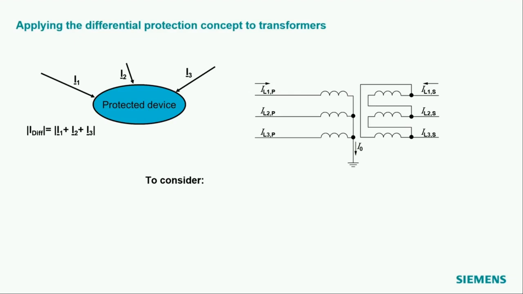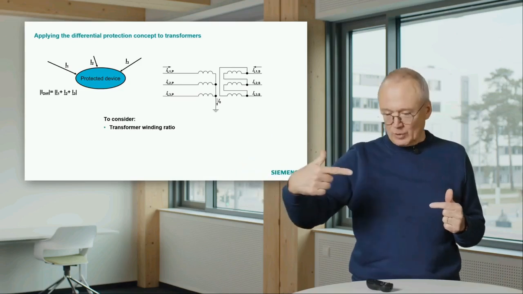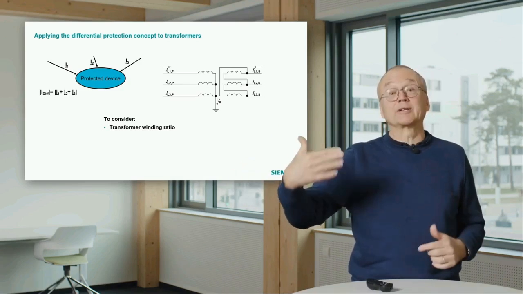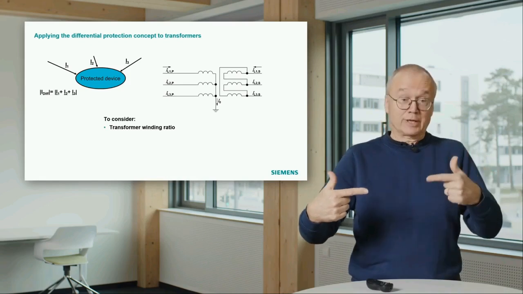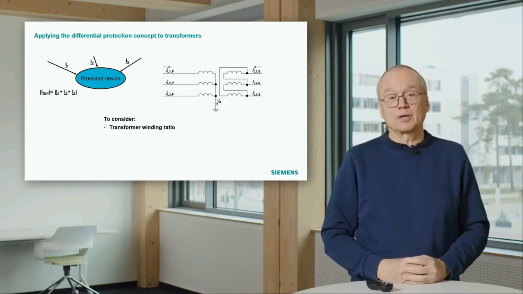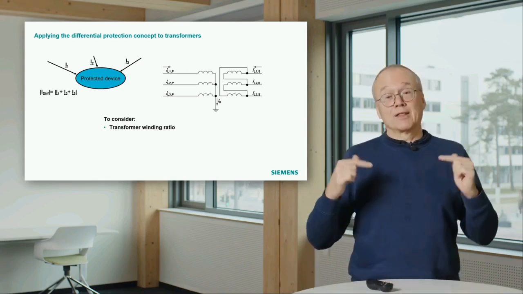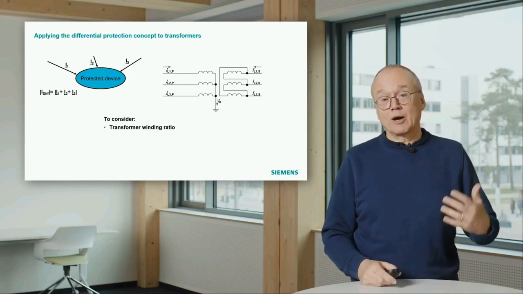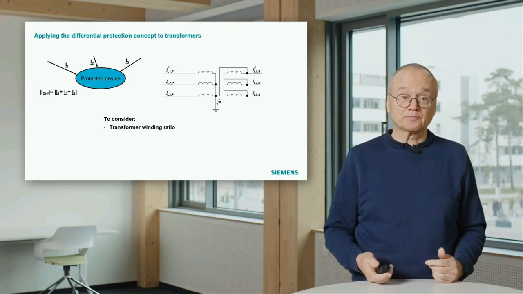If we apply that to a transformer, we have to consider a few things. Of course, the transformer has a winding ratio. That means the current flowing into a healthy transformer on one side is not equal to the current flowing out of the transformer on the other side, because the transformer has a winding ratio. That can be taken into account by telling the protection relay what the winding ratio is.